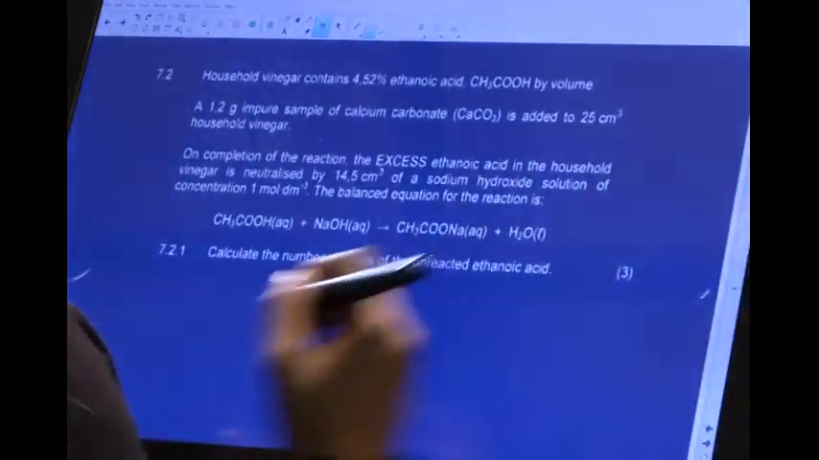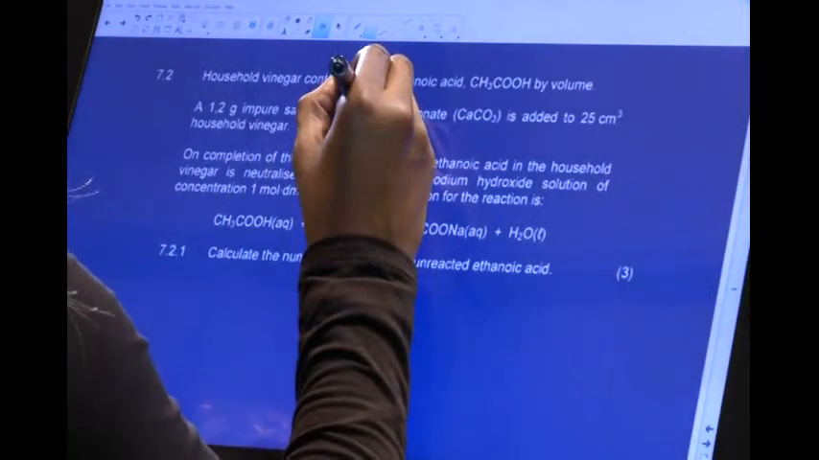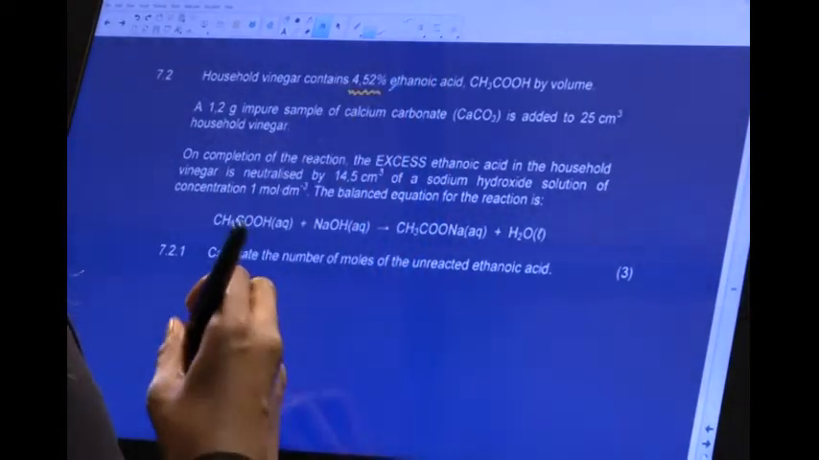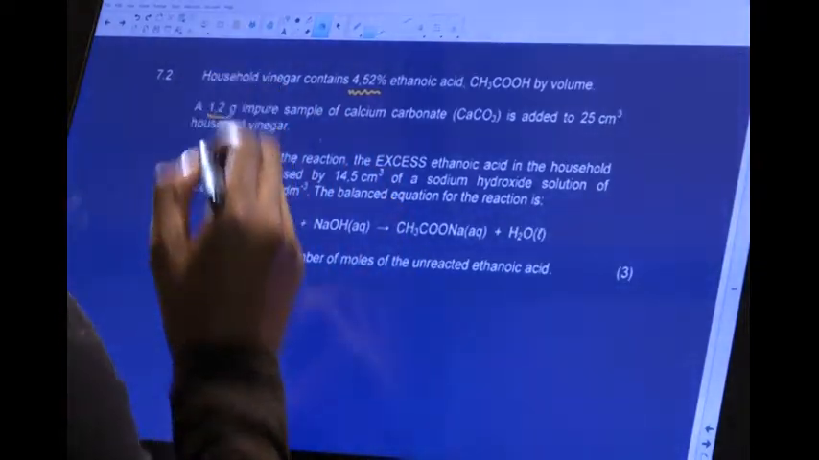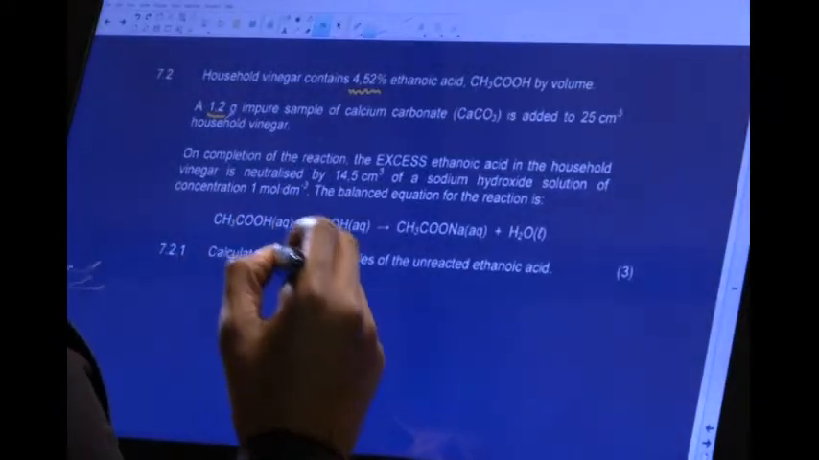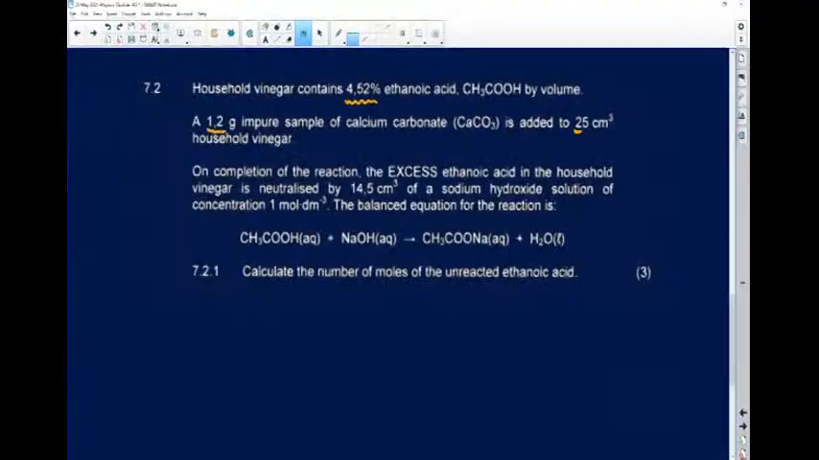Now 7.2 says household vinegar contains 4.52% ethanoic acid by volume. We also have a 1.2 gram impure sample of calcium carbonate that is added to 25 cubic centimeters of household vinegar.